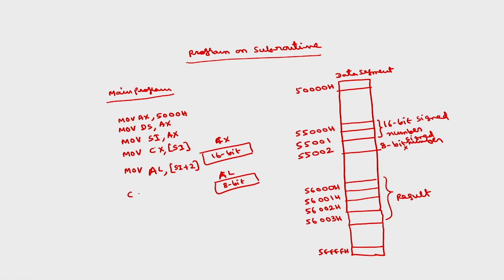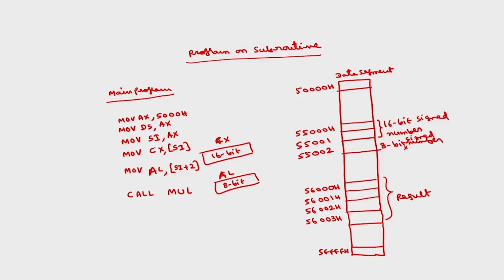Then I am calling the multiplication subroutine. Okay, so I will write the multiplication subroutine somewhere. Before writing this subroutine, I will discuss what is required at the main program. Whenever you want to call a subroutine, you have to initialize the stack segment and stack pointer.